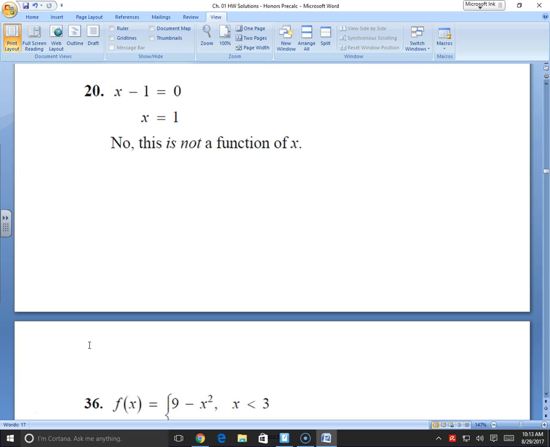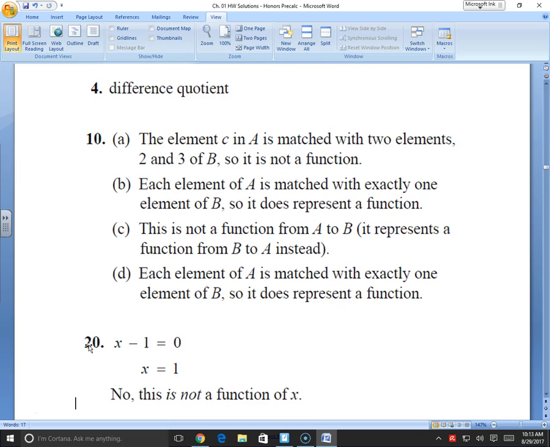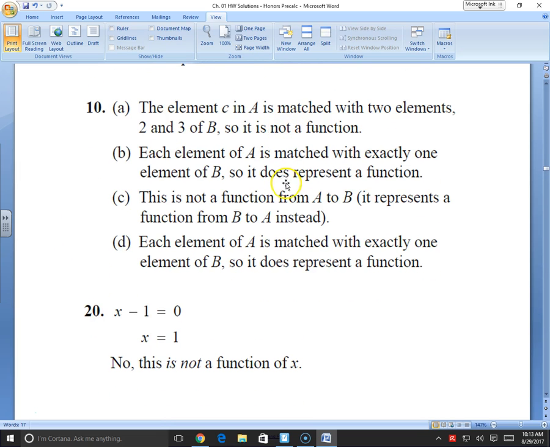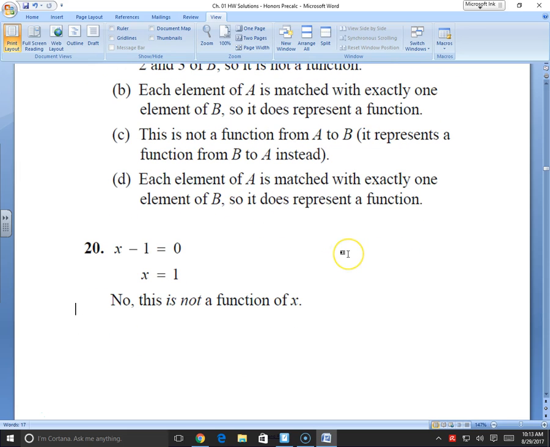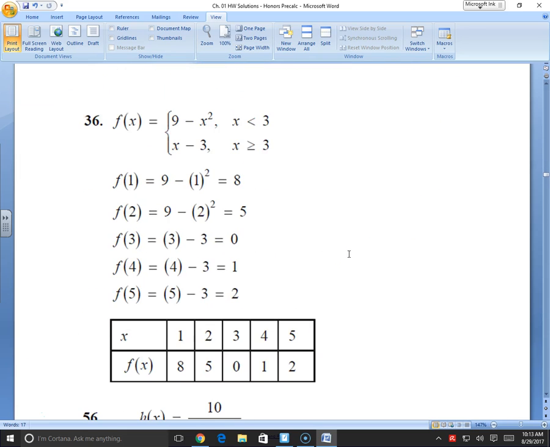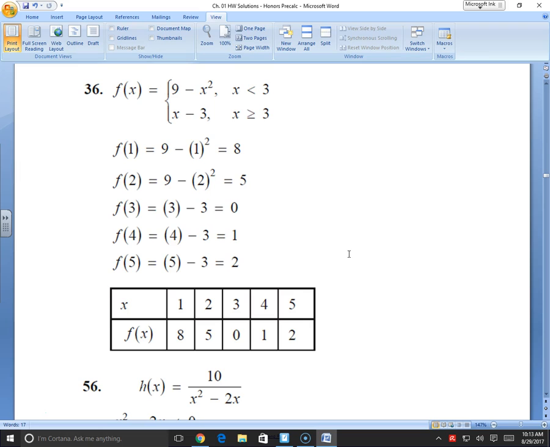For number 10, what was B, C? A was no. Then yes, yes. No, sorry. No, yes, no, yes. There we go. A was no, B was yes, C was no, D was yes.